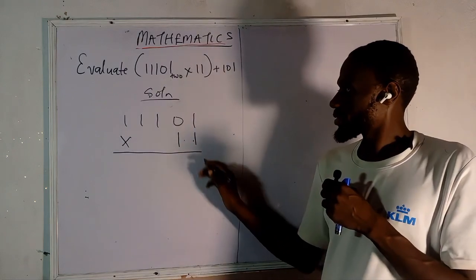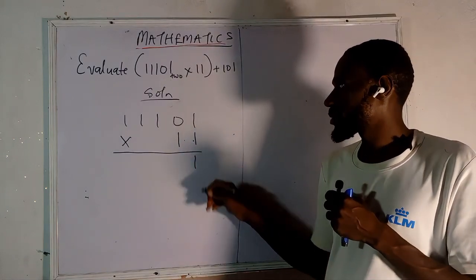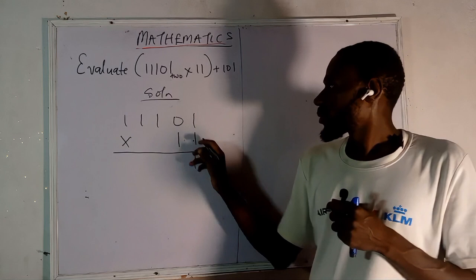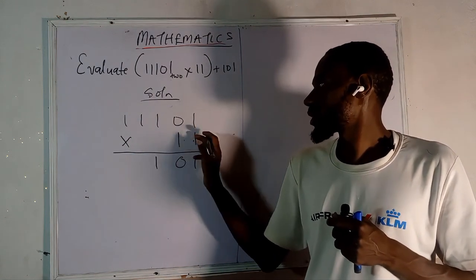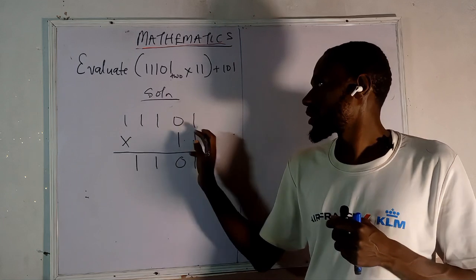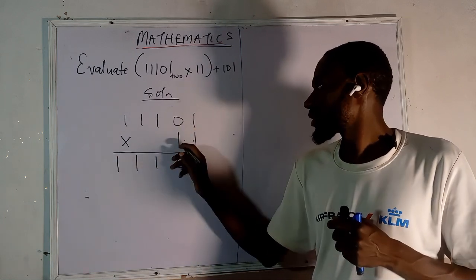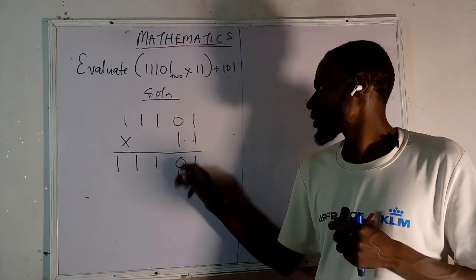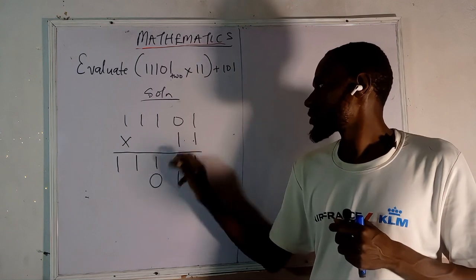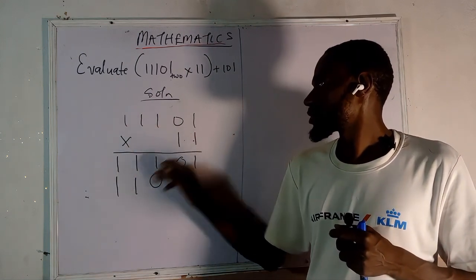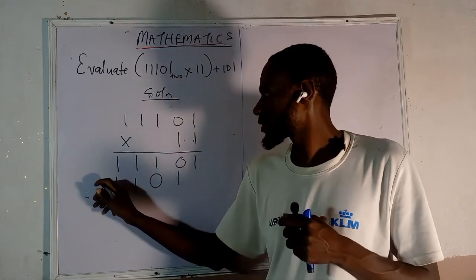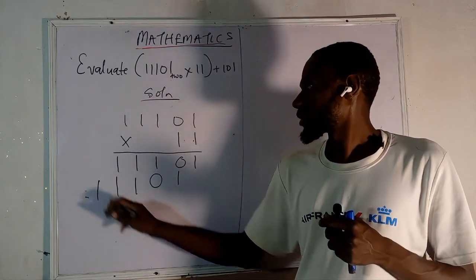Now we arrange. We have 1 times 1, here you have 1. 1 times 0 here is 0. 1 times 1 is 1. 1 times 1, this is 1. Times 1, this is 1. 1 times 1, this is 1. 1 times 0, 0. 1 times 1, this is 1. 1 times 1 here is 1. 1 times 1 here is 1.